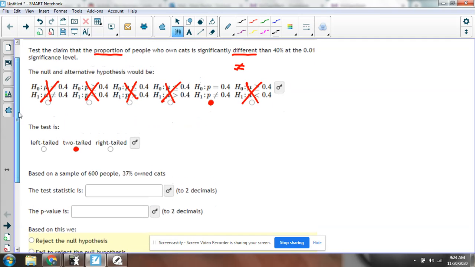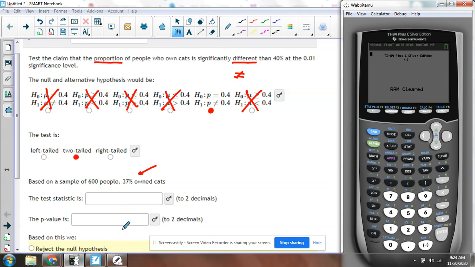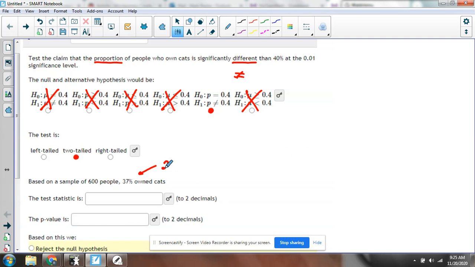Okay, so it says based on a sample of 600 people, 37% own cats. Well, that's all good and fine, but we need a number to put in our calculator. The calculator wants to know out of 600 people, how many own cats. So the first thing I'm going to do is figure out, what is 37% of 600? So we'll do 600 times 0.37. So 222 people. That's how many owned cats.